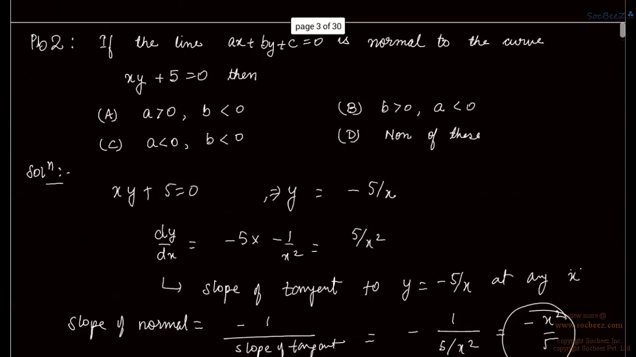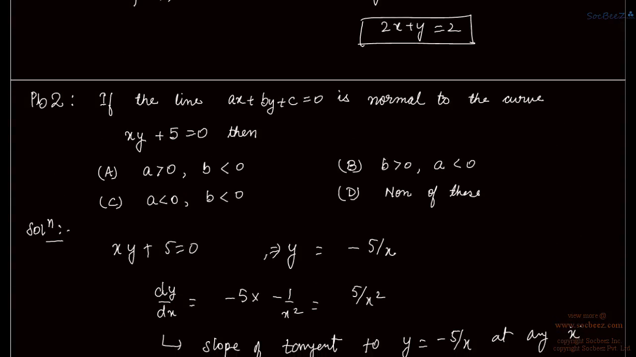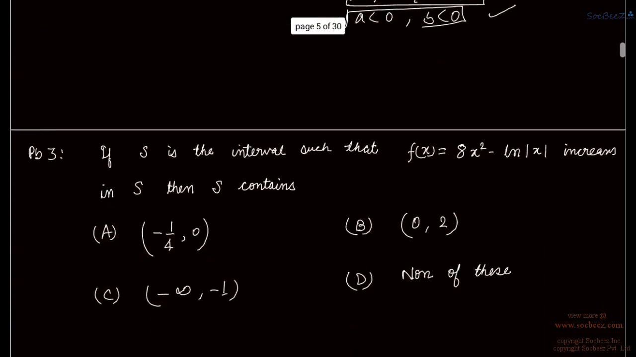So we have the option a > 0, b < 0, which is incorrect. b > 0, a < 0, which is also incorrect. a < 0, b < 0, this is correct. So we have C as the correct option. Okay, now moving to problem 3.